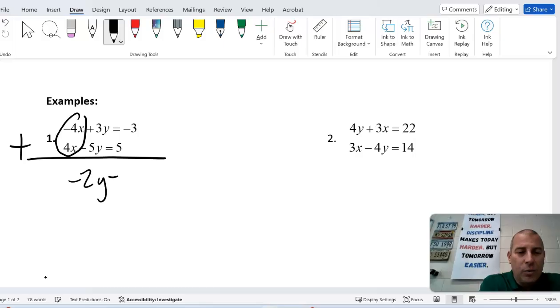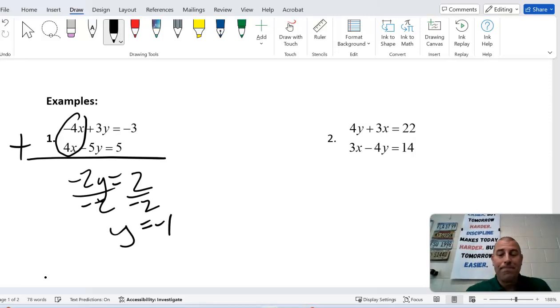We've got a negative 2y, we've got a positive 2. Divide both sides by negative 2. And yep, y equals negative 1. It doesn't matter whether you solve for x first or for y first, as long as you're solving for one of them by eliminating the other. Now I can reach for one of my original equations and plug in y equals negative 1.